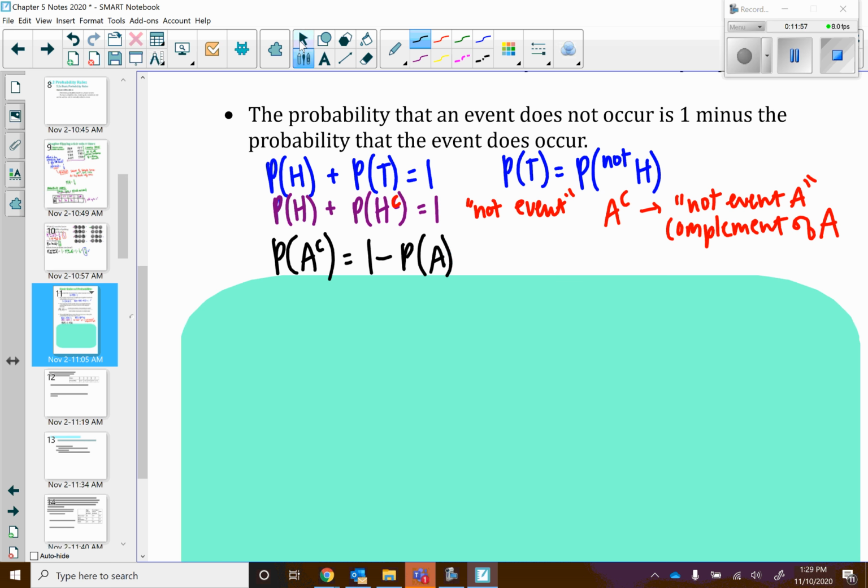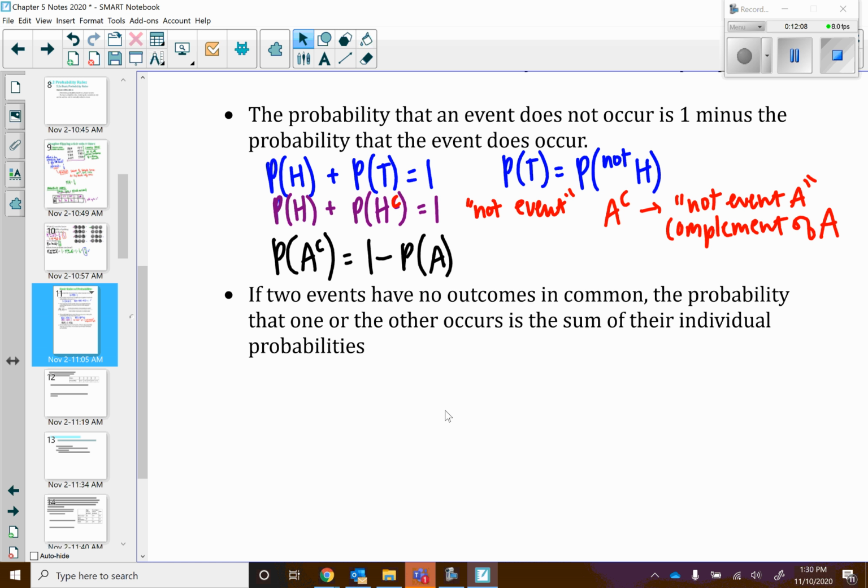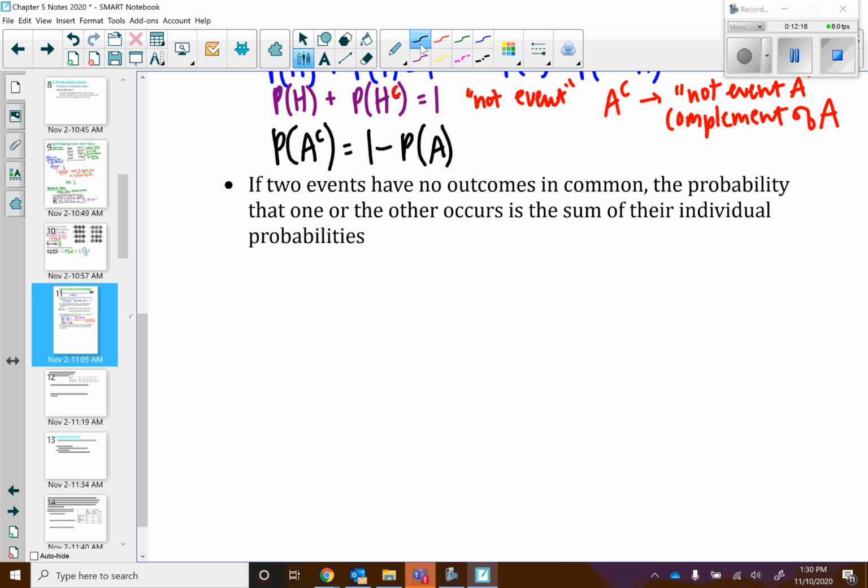And then last but not least, we have our last statement. If two events have no outcomes in common, the probability that one or the other occurs is the sum of their individual probabilities. If two events have no outcomes in common, then the probability that one or the other occurs is equal to the sum of their individual probabilities. These kinds of events, events that have no outcomes in common, are known as mutually exclusive.